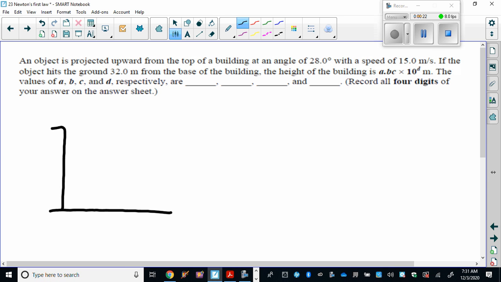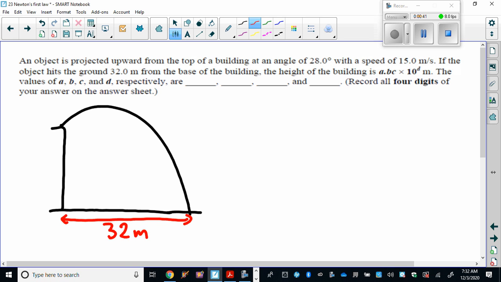Projected 28 degrees, so it goes like this. Lands somewhere here, with a speed of 15 meters per second, and it hits the ground 32 meters from the base of the building. In other words, the range, the horizontal distance that it travels, is 32 meters. Now we want to know what is the height of the building. So we're trying to find the vertical displacement.